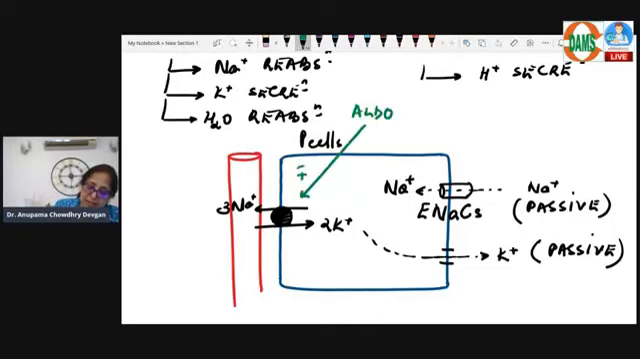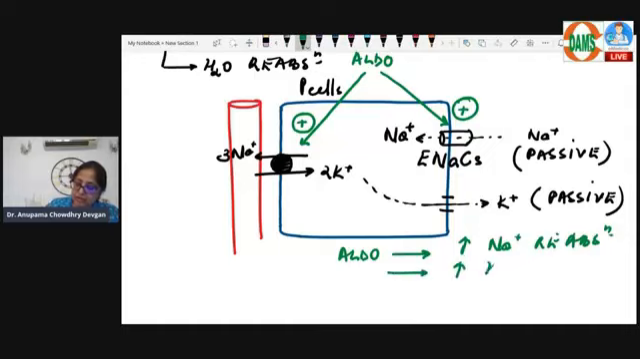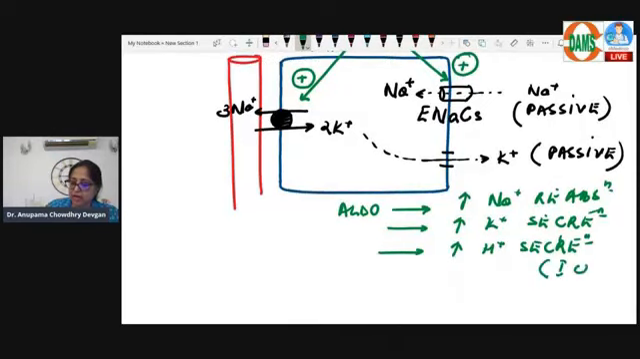Aldosterone will increase the number and activity of sodium potassium ATPase pumps. We've done this in the first chapter. Aldosterone will also increase the number of epithelial sodium channels. So aldosterone will increase the sodium reabsorption. It will also increase the potassium secretion. And by action on the I cells, it will increase the H plus secretion.